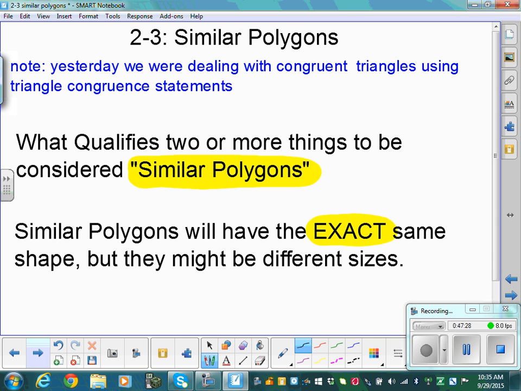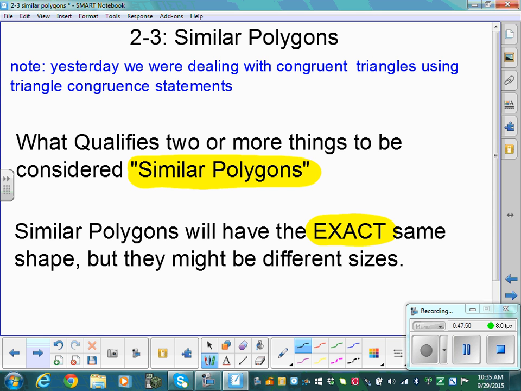So today we're going to be dealing with similar polygons. Note, yesterday we were dealing with congruent triangles. We were using triangle congruence theorems, proving that triangles were congruent, proving that they were equal. Now today we're going to be dealing with similar polygons, not just triangles, but we will see a lot of similar triangles today. There is a difference between congruent and similar, okay?